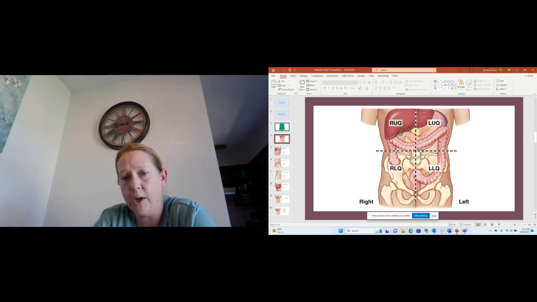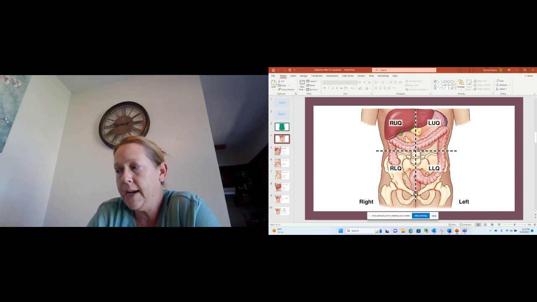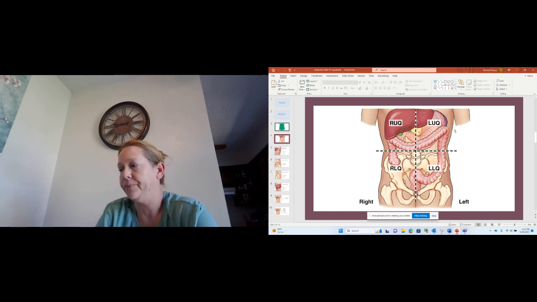Also in the left upper quadrant is the tail of the pancreas, which is this yellow guy hanging out back here. You have the left kidney, which you can't see because it's in the back. And you have the left suprarenal gland. Now, supra means above, and renal means kidney. This is also called the adrenal gland. So this is the left adrenal gland, which sits on top of the kidney.